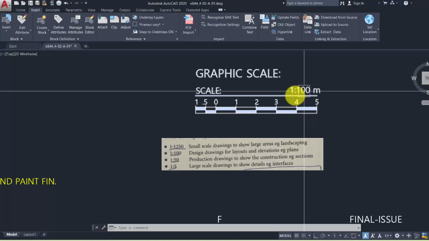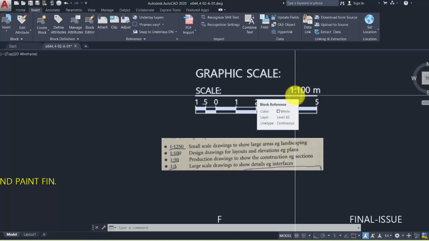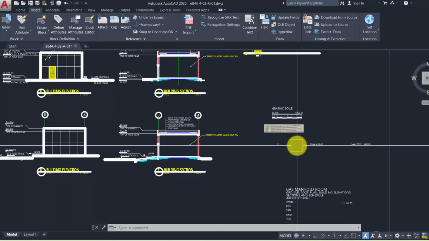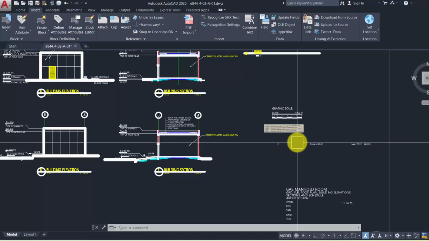Or you can put it another way. What is the building on this drawing? This building that we talk about, the guardroom, is exactly 100 times smaller than the actual building on site. That gives you a lot of sense, I hope.